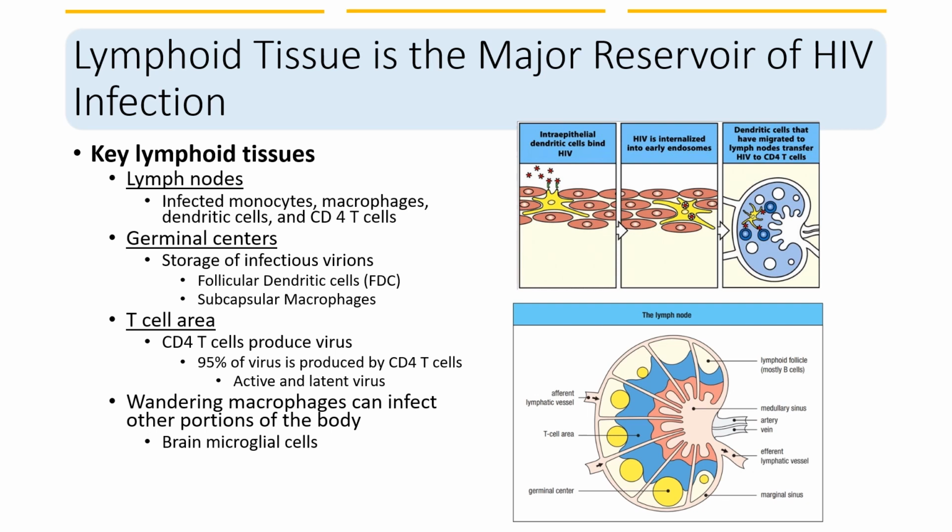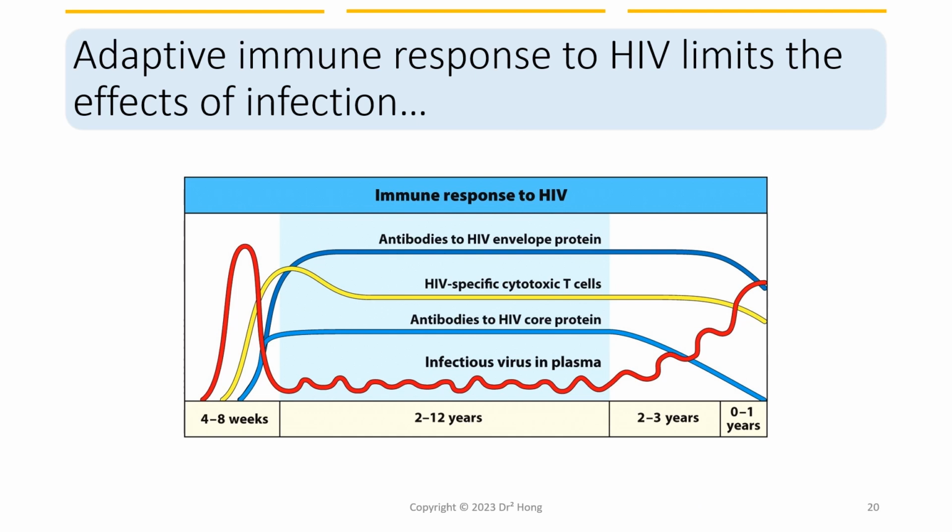In addition to lymphoid tissue, wandering macrophages can infect other parts of the body, including the brain microglial cells, leading to neurological complications. Thus, targeting viral replication in lymphoid tissue is critical for the effective management of HIV infection. This is a classical illustration of how the adaptive immune response to HIV limits the effect of infection.